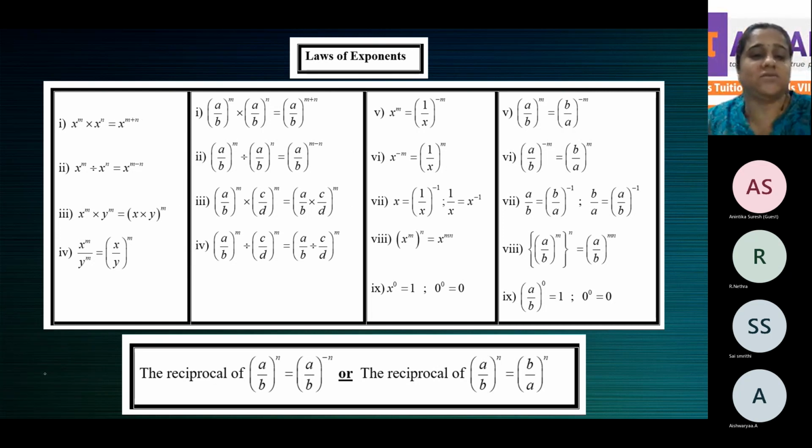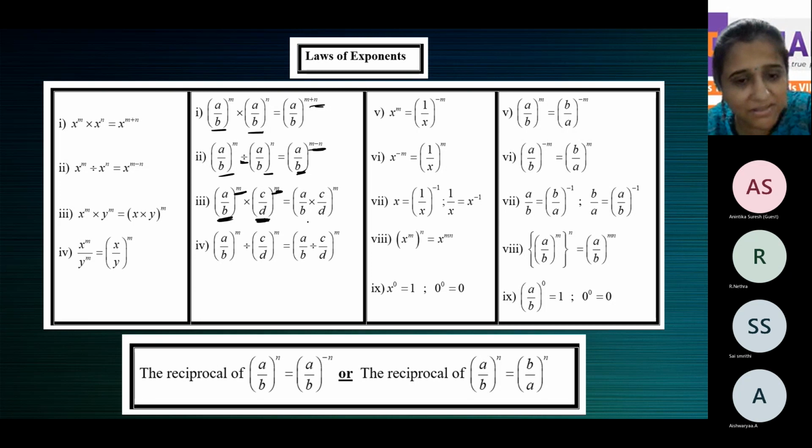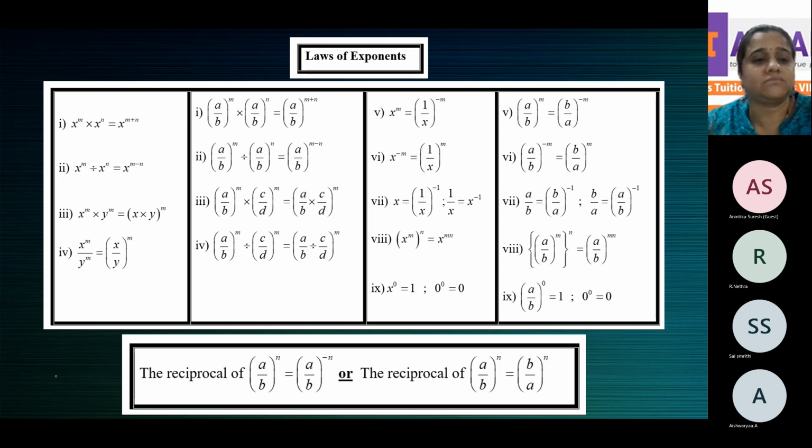All right, so what we see here, children, is a by b, base same, so add the powers. A by b division, subtract the powers. A by b, c by d: this is x and this is y. Different bases, but same power. So a by b into c by d, multiply the bases and raise it to the same power. Here also different bases, but the same power. So divide, because the operation is division. Divide a by b divided by c by d, divide the bases and raise it to the same power m. So aren't they the same, children?